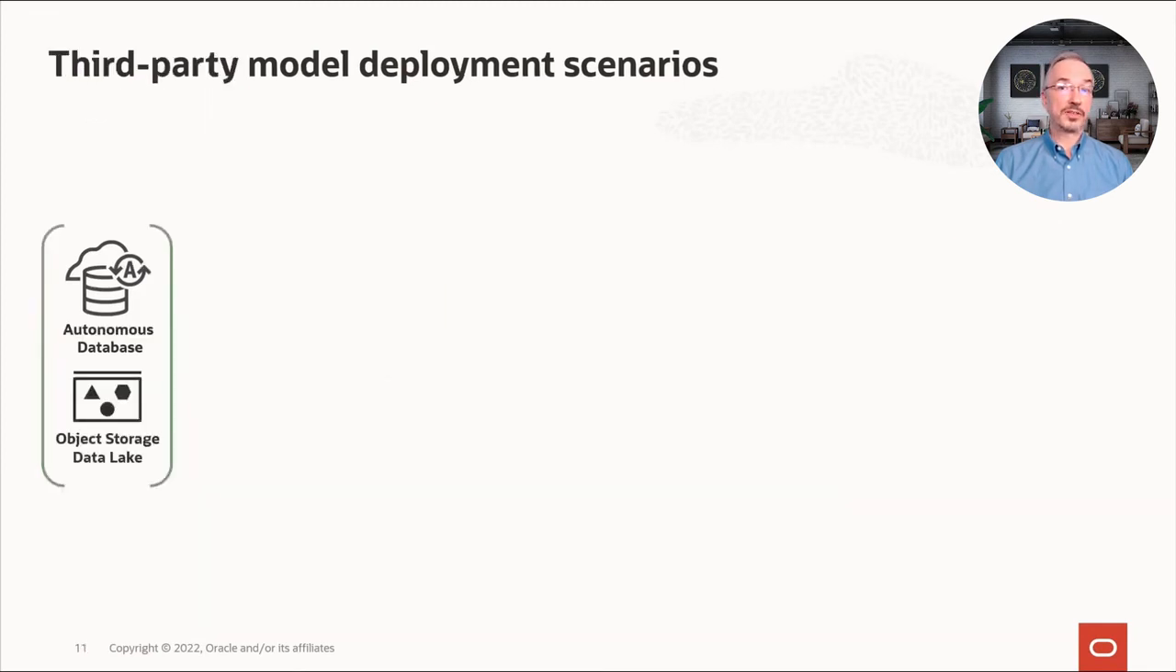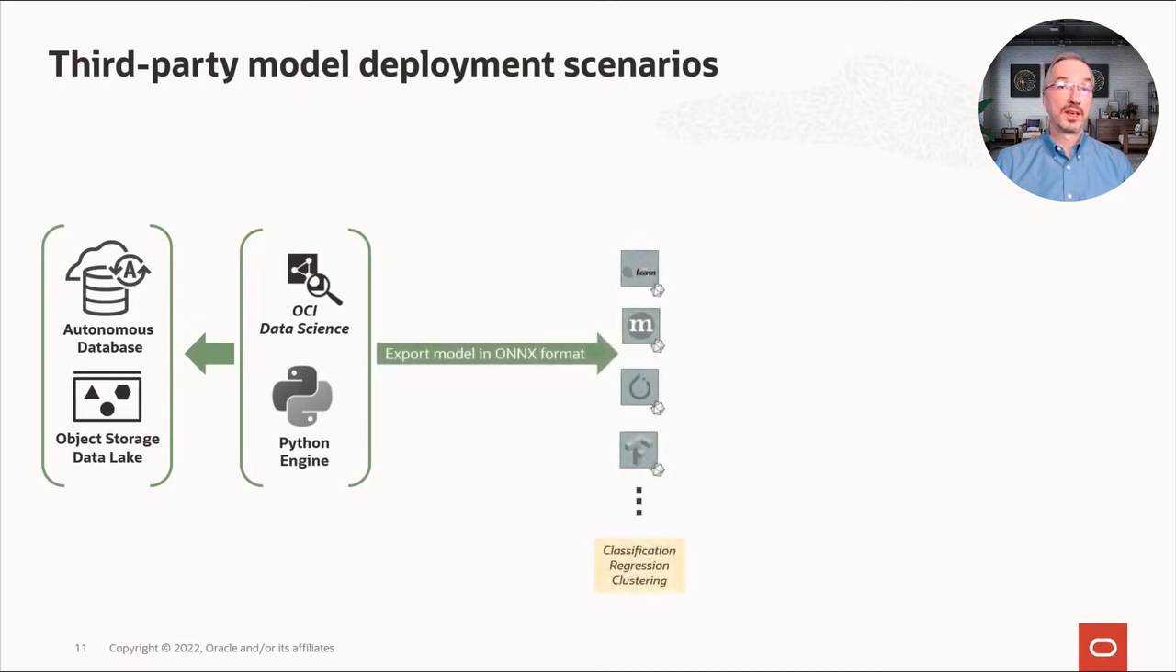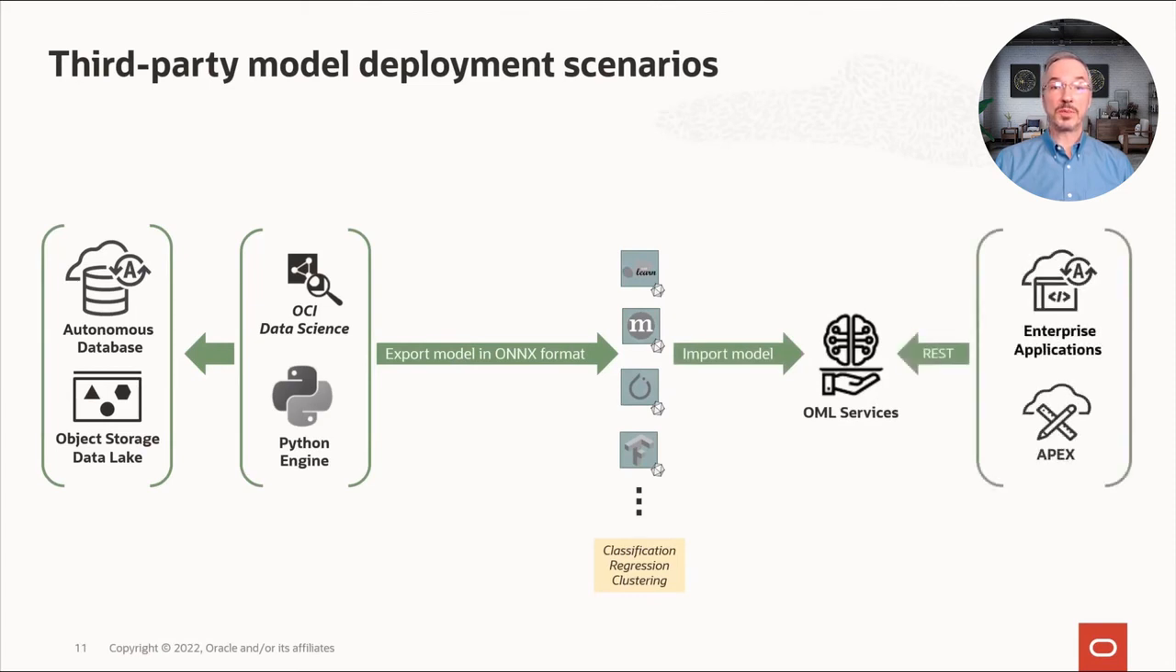In other scenarios, users can produce models outside the database in external engines, for example, using Python in OCI Data Science or a local Python environment. These models can be built using third-party packages like scikit-learn and TensorFlow, and then exported in ONNX format. Using the REST interface, they can be imported to AutoML services. And as before, enterprise applications and dashboards can easily use these models to make predictions.